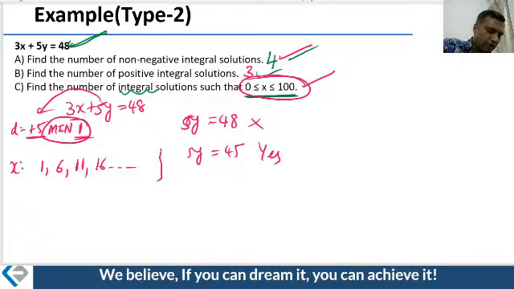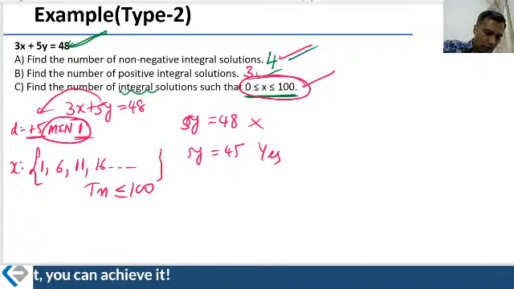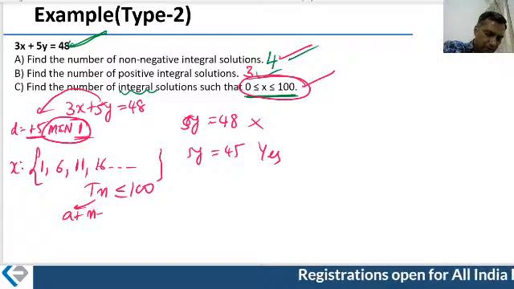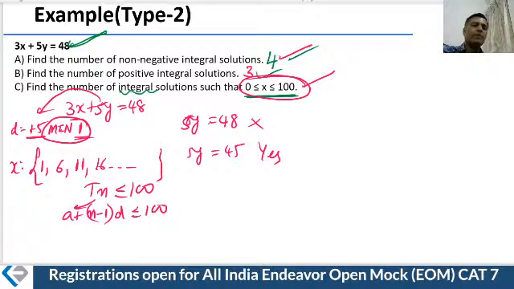How many terms can you write? That is the question the author is asking. Very fine. I will write the nth term. The nth term should be less than or equal to 100. So how do you write this? My nth term should be less than or equal to 100. What is the nth term, friends? A plus n minus 1 times the common difference is less than or equal to 100. The nth term of an AP is A plus n minus 1 D. We all know.